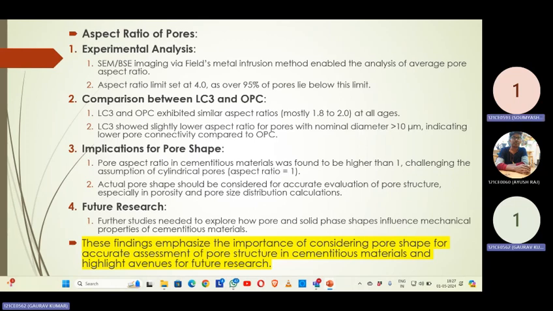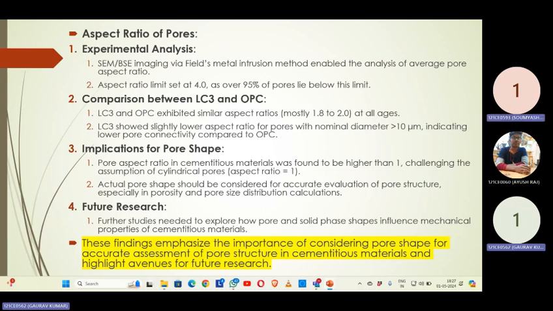Now let's talk about the aspect ratio of pores. First is experimental analysis. SEM-BSE imaging via Field's metal intrusion method enabled the analysis of average pore aspect ratio. The aspect ratio limit was set at 4 as over 95% of pores lie below this limit. Second is comparison between LC3 and OPC. LC3 and OPC exhibited similar aspect ratio, which is mostly between 1.8 and 2 at all ages.